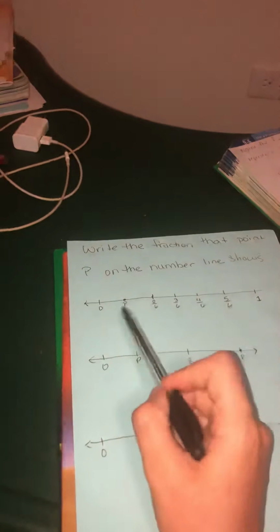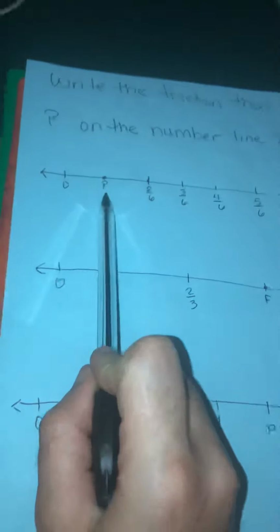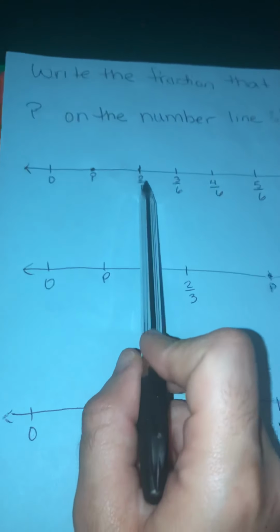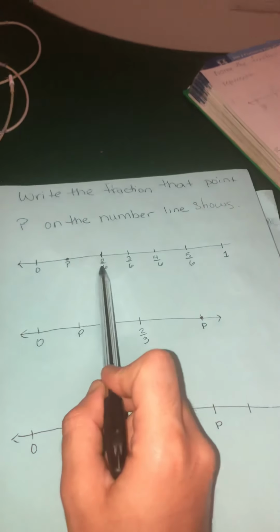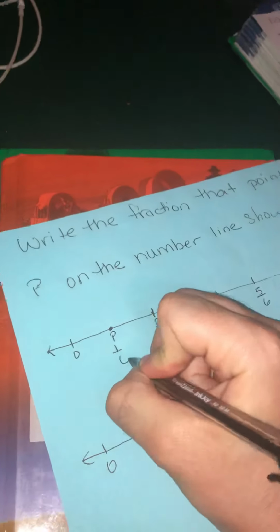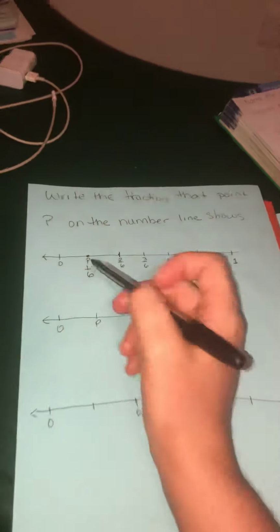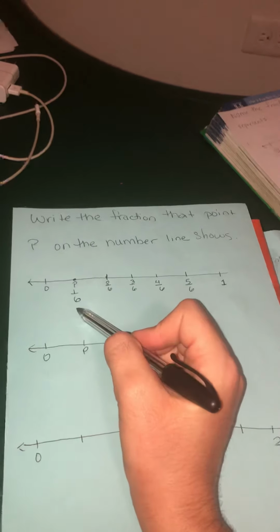So if I were to identify this point on my number line, all I needed to do was look at the number that is after the point, the P point. So what comes before 2? You're right, 1/6. So 1/6 would be my P point for this number line. So this is my answer.